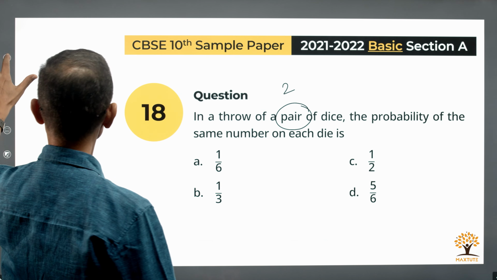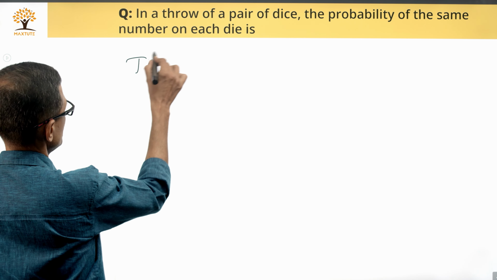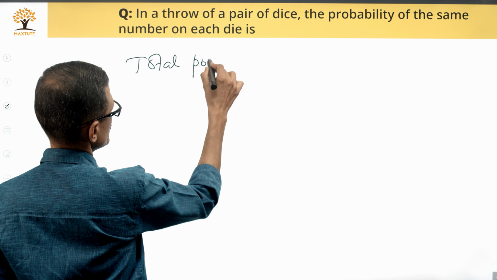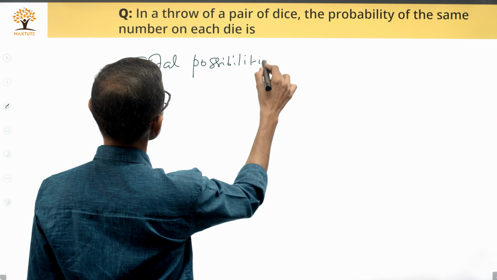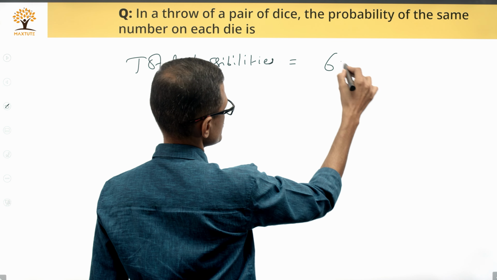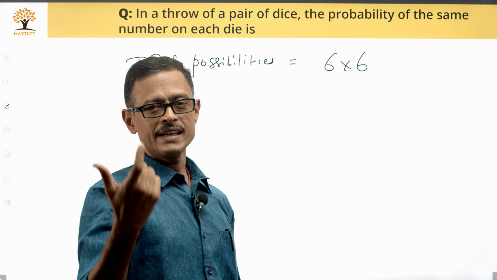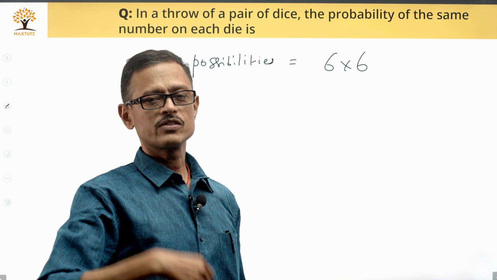Step 1, let's find out the total number of possibilities. Total possibilities when we throw a die twice is equal to 6 times 6, because when you throw one die, there are 6 possibilities, and when you throw a second die, that one also has 6 possibilities. So the total number of possibilities is equal to 36.